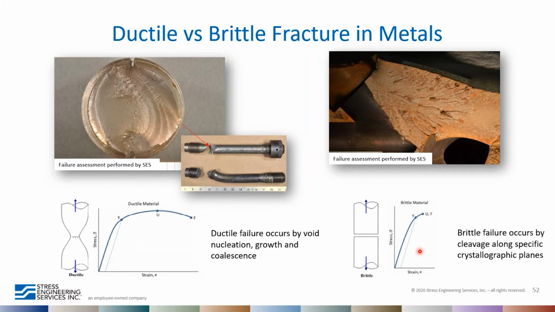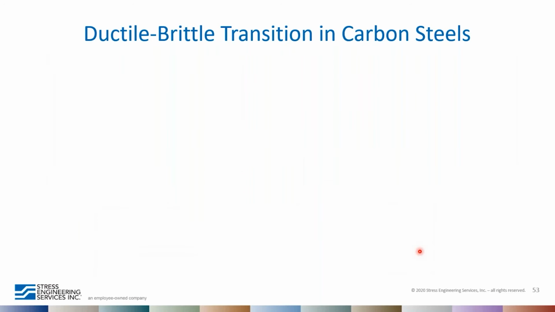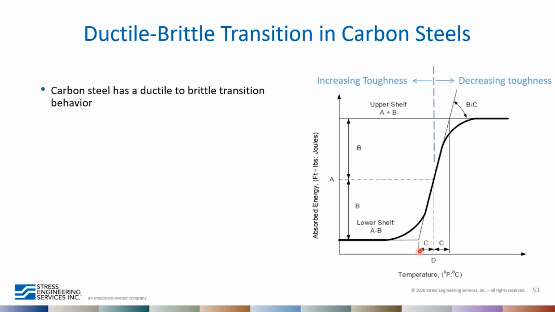Okay, so let's talk about carbon steels for a moment and the ductile to brittle transition behavior. In general, carbon steels have this ductile to brittle transition behavior whereby they transition from high toughness on the upper shelf to lower toughness on the lower shelf.